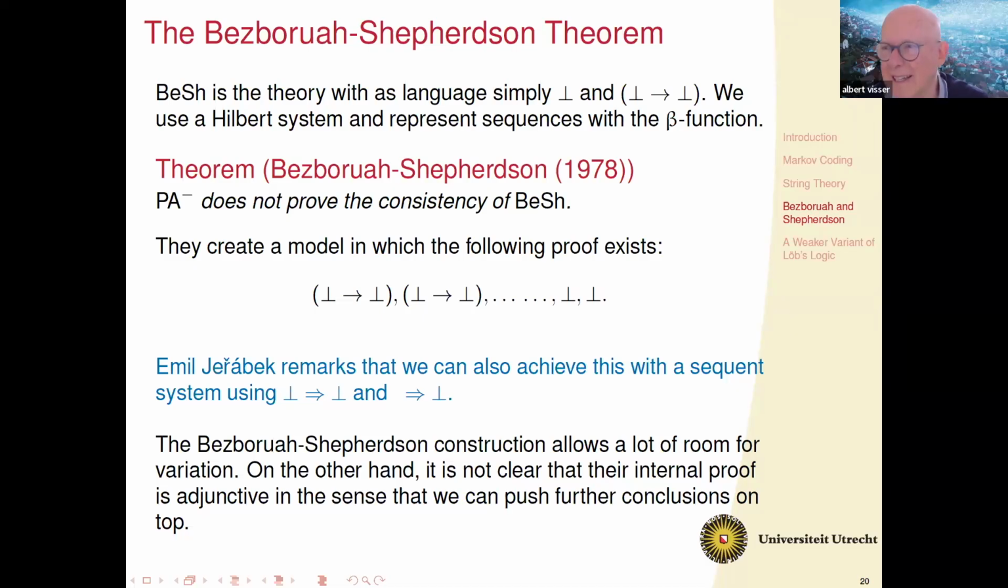No, because the point is that Jerabek's trick is shortening the lengths. So I talked with Emil, and within 2 days he produced a proof that the Bezboruah-Shepherdson proof is not a Jerabek proof. It's too long. If you look at what Jerabek's construction does, it just gives you sequences of standard lengths in this model.